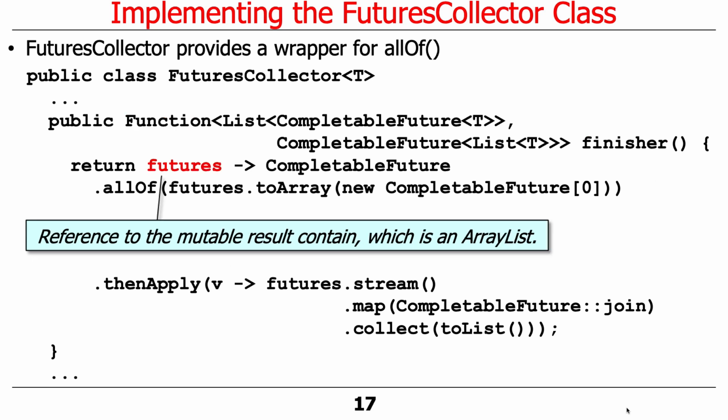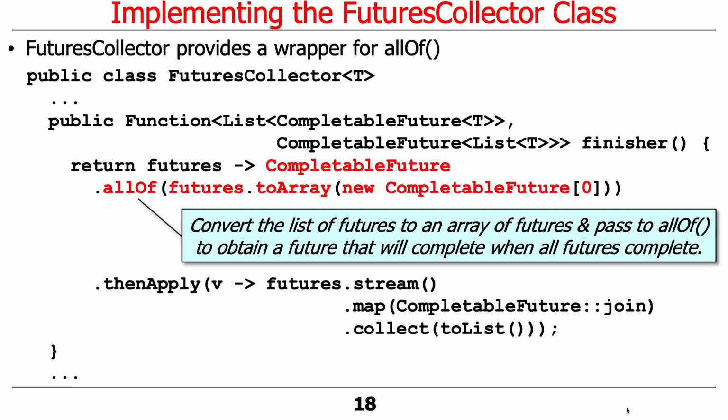The first thing it does is it gets passed in, magic lambda world way, magic syntax way, a reference to the mutable result container, which is an array list. So it gets a container. It then takes that list of completable futures and converts the list into an array, because that's what allOf expects. It really wants an array, not an array list or a list. It wants an array, which is weird, but leave that aside. We can blame the Java developers for that. And it takes that array and passes it to allOf.